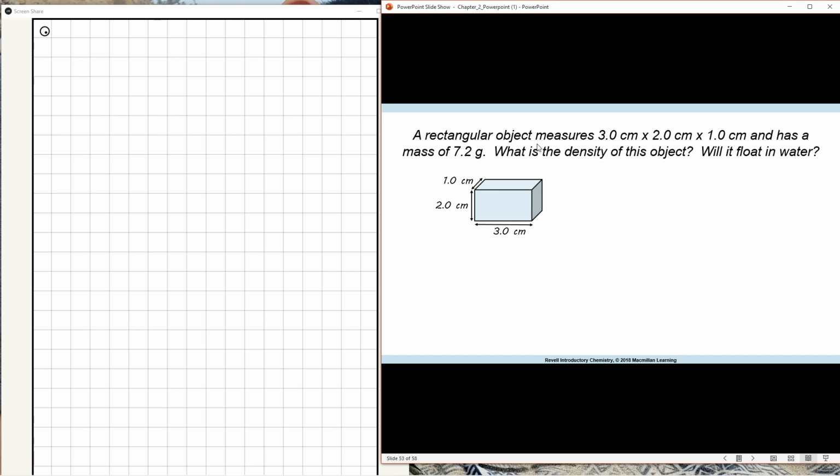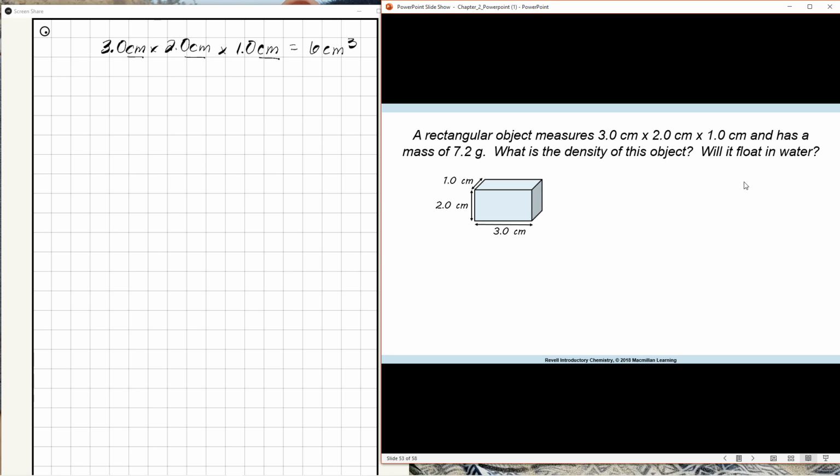A rectangular object measures 3 centimeters times 2 times 1 centimeter and has a mass of 7.2 grams. What is the density of this object? And is it going to float in water? Oh, well, let's find out. An object, it measures 3 centimeters by 2 centimeters by 1 centimeter. Centimeters times centimeters times centimeters is the same as centimeters cubed. 3 times 2 is 6. 6 times 1 is 6. This gives me 6 centimeters cubed.